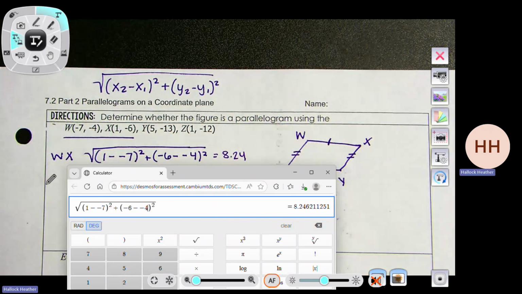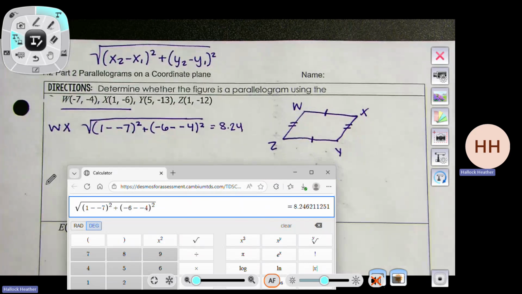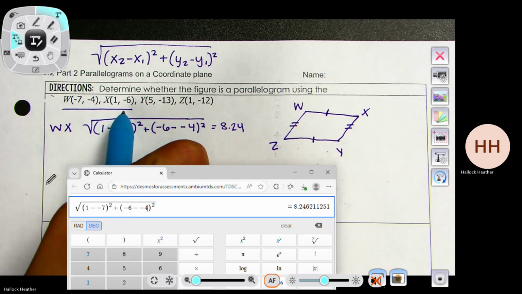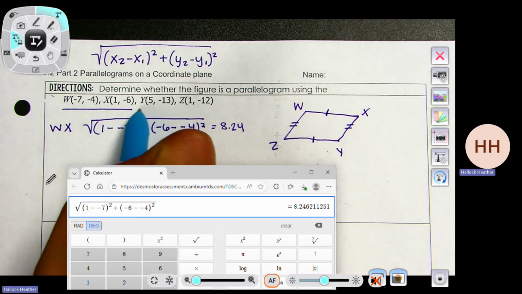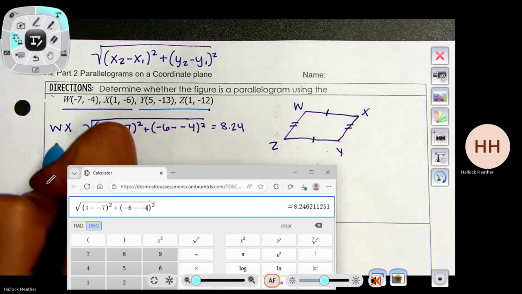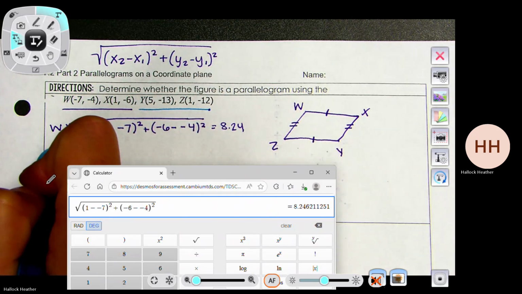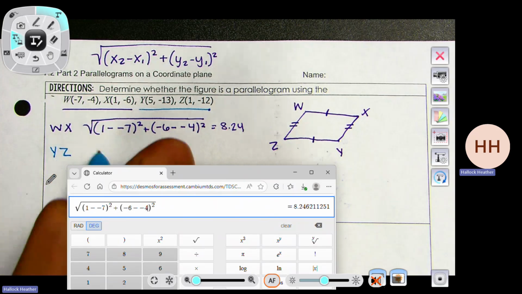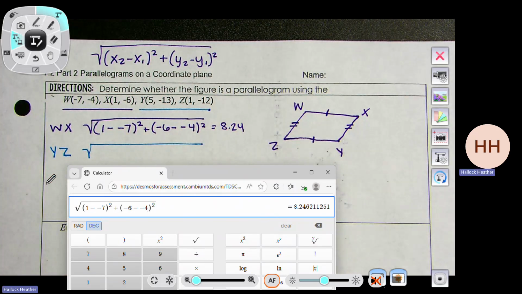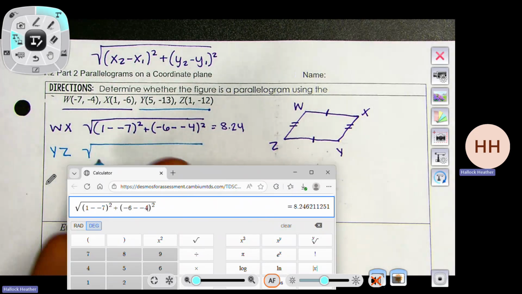Okay, so we need to see if the next side matches. What two numbers, or what two letters, should I use? I'm doing another side. You want to use EY? Sure, let's use EY. No. I'm going to do YZ. This is actually the smart way to do it. I'll tell you why in a second.